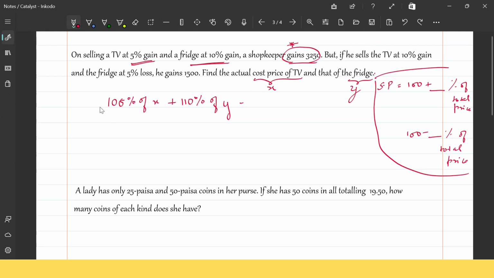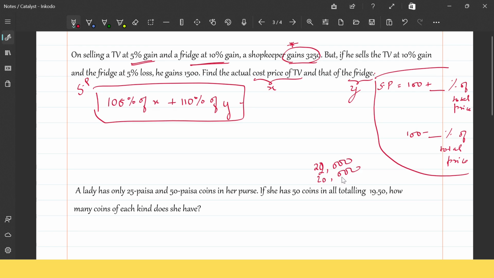So how will I get the profit? This is the selling price. This is the price at which he sells to the customer. Okay, how do I get the profit? Suppose I am selling a TV at 22,000, and the actual price of the TV at which I had purchased is 20,000, then what is the profit I had made? 2,000.